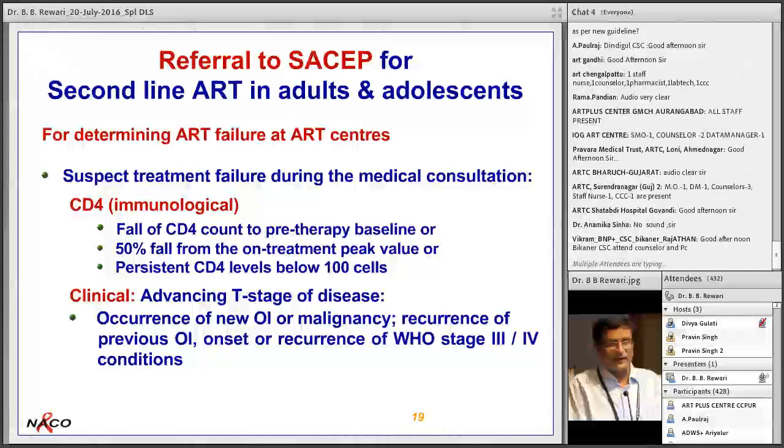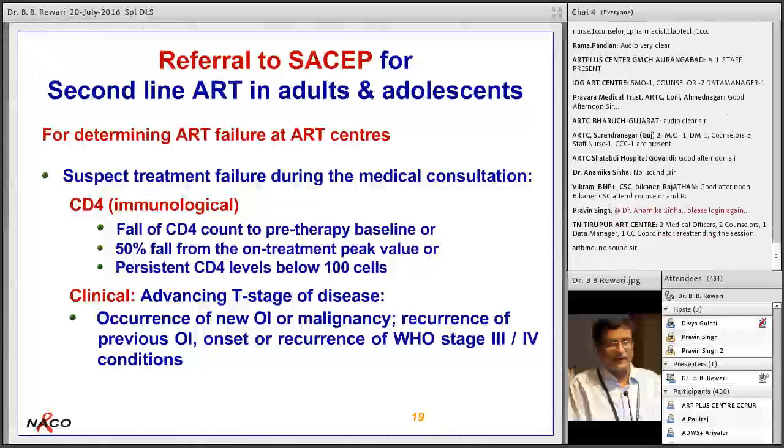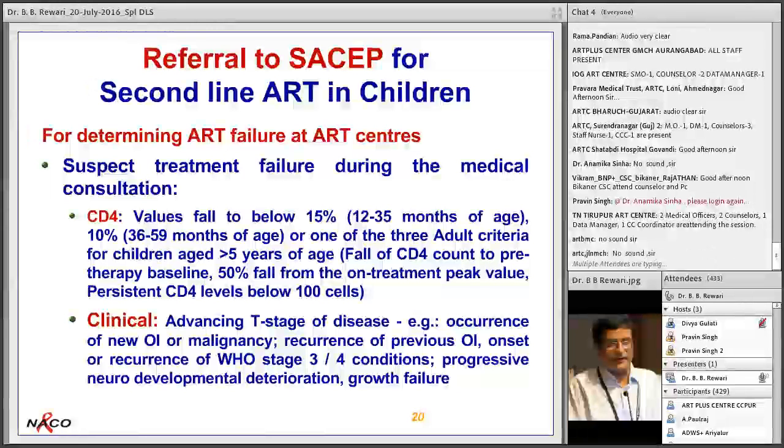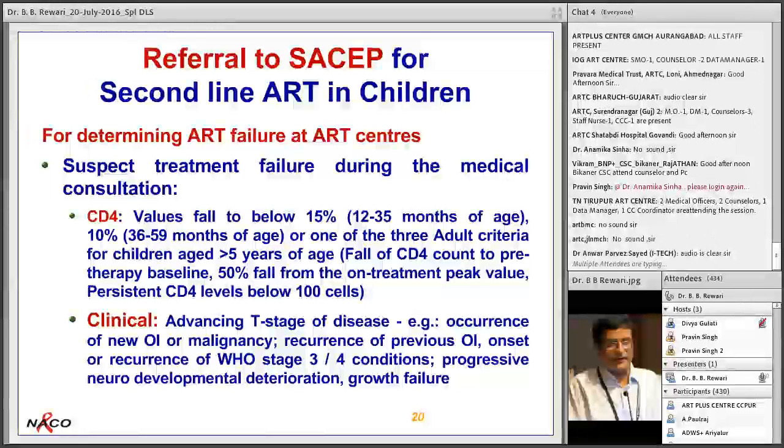Occurrence of new OI or malignancy, recurrence of previous OI, onset or recurrence of WHO clinical stage 3-4 condition are clinical indicators of a suspected treatment failure. Similarly, in children, CD4 falling to below 15% for age 1 to 3 years, below 10% for 3 to 5 years, or one of the three adult criteria if the child is more than 5 years.